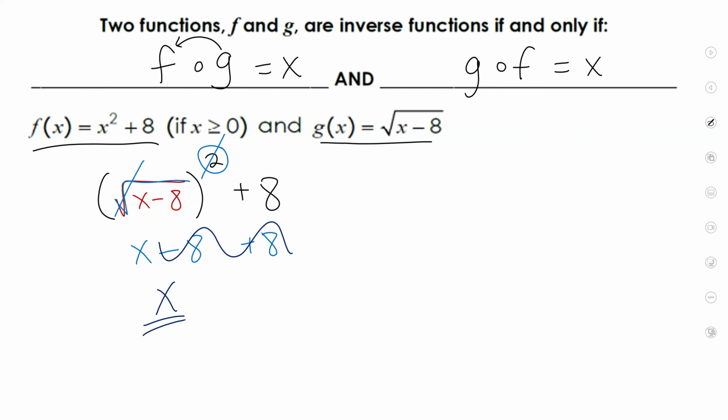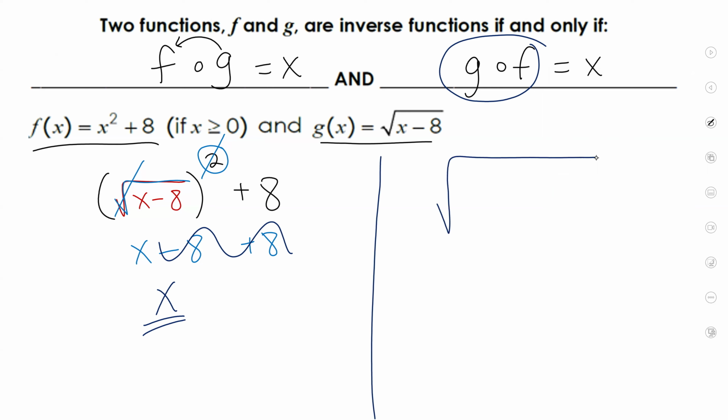Okay, that looks good. But to verify if these are inverses, I also need to do it the other way. So let's try it the other way. This time I'm going to write g big. Instead of an x there, I'm going to put in f. So let's put f inside of here. So that's x squared plus 8.